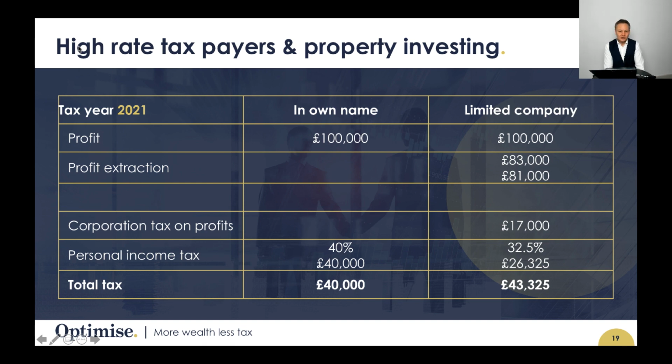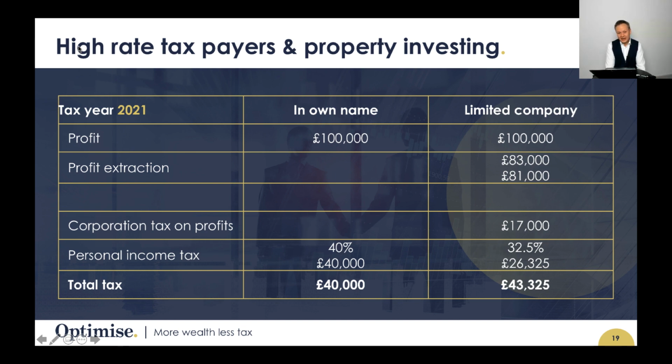What we are going to do now is compare property investment in your own name and if you had a limited company. The first example we're going to use is if you had a limited company but you wanted all the money for your lifestyle purposes, which basically means whatever the limited company makes, I want to use for my personal benefit.